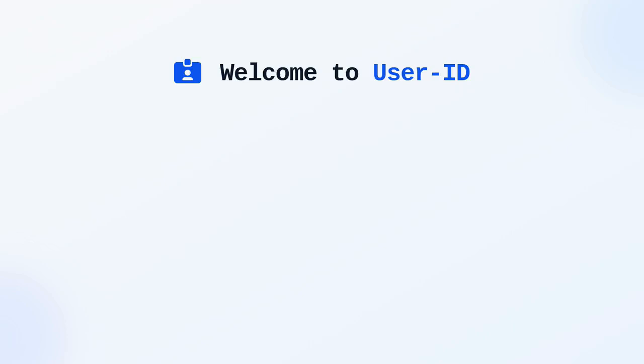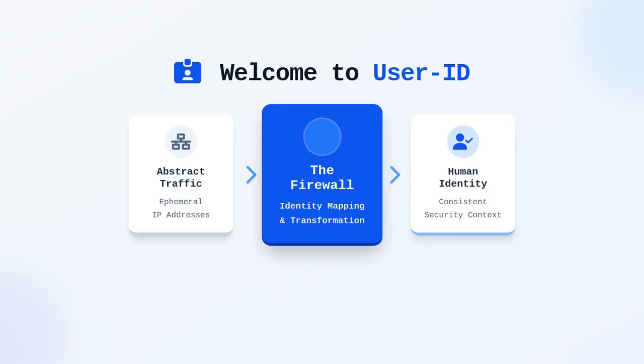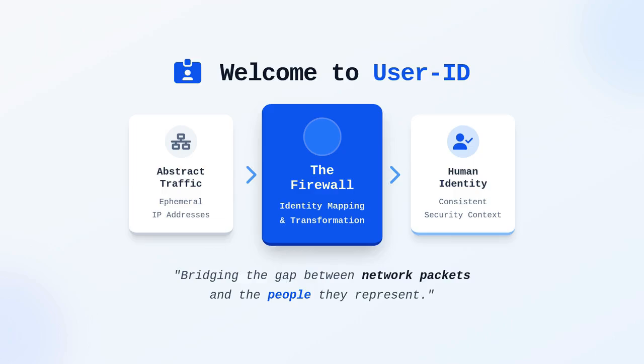Welcome to the chapter on User-ID, where we will bridge the gap between abstract network traffic and the tangible human identities within your organization. We will unpack how the firewall transforms ephemeral IP addresses into consistent, identity-driven security contexts.